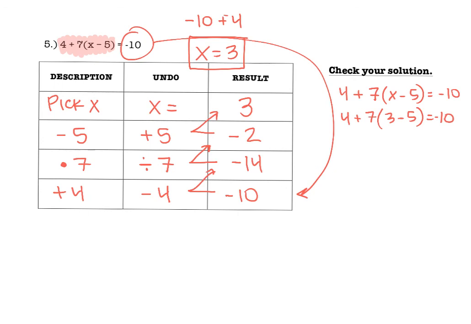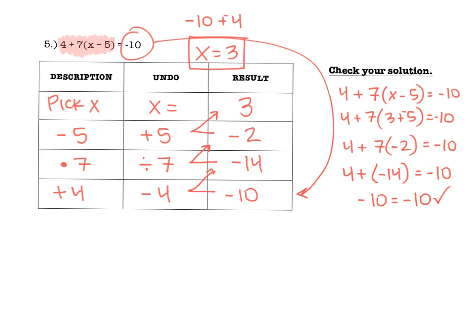So I do parentheses first, so 3 minus 5 is negative 2, or you can make that 3 plus negative 5 if you want. Then I do multiplication, so 7 times negative 2 is negative 14, and then 4 plus negative 14 is negative 10. So again, because I got a true statement at the end of my check step, I know that I found the correct solution.